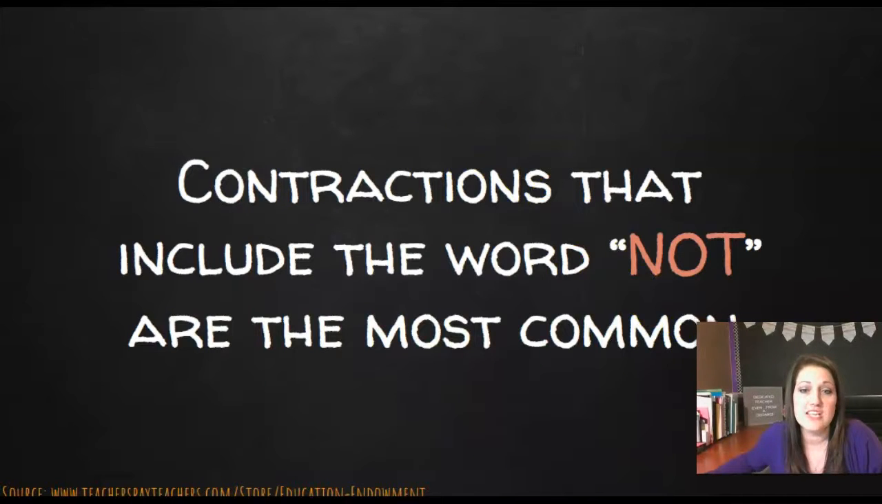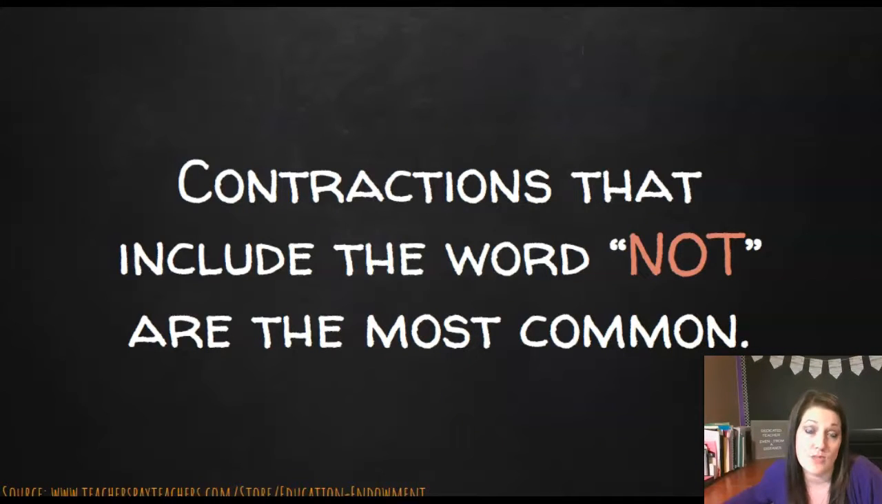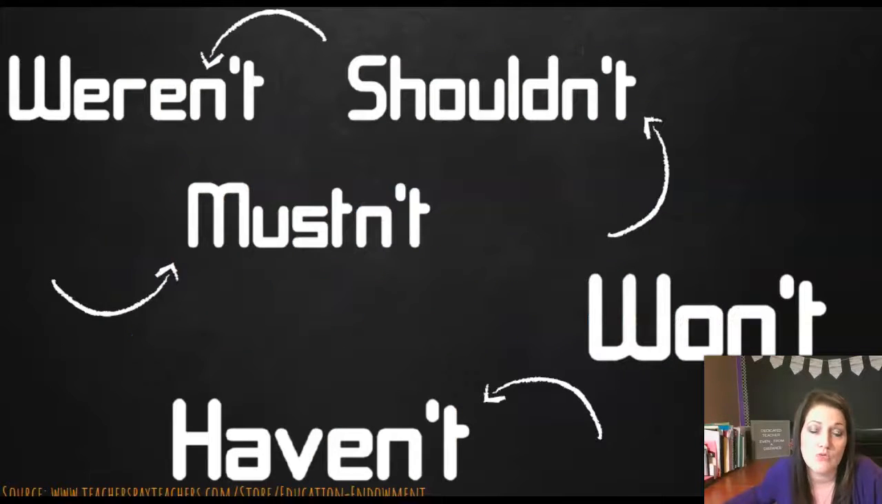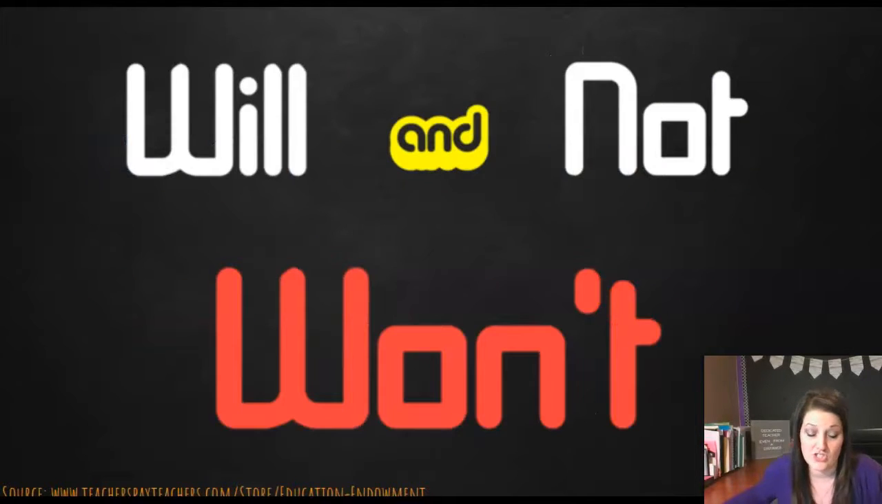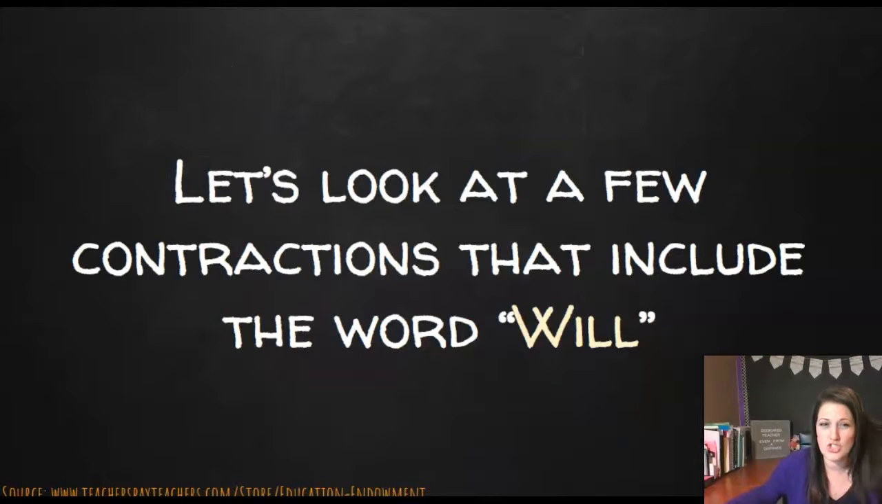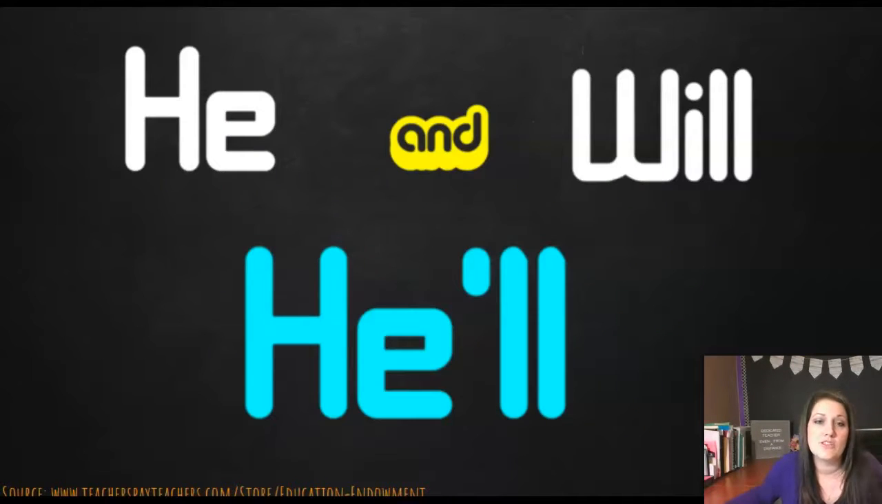So the contractions that include the word not are the most common. Those are the ones we just did. Isn't, aren't, don't, couldn't, won't, haven't. So mustn't, must not, shouldn't, should not, weren't, were not. Those are very common. But won't is that funny one that I started with on my board. Will and not, just kind of a weird one. It turns into won't.